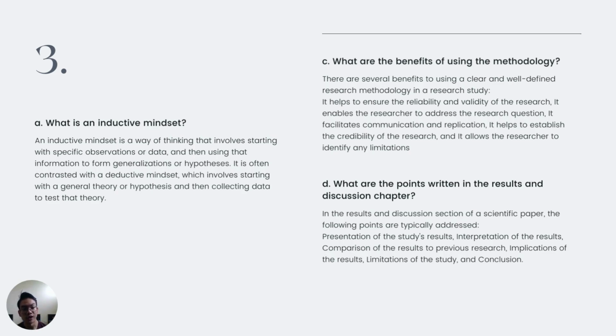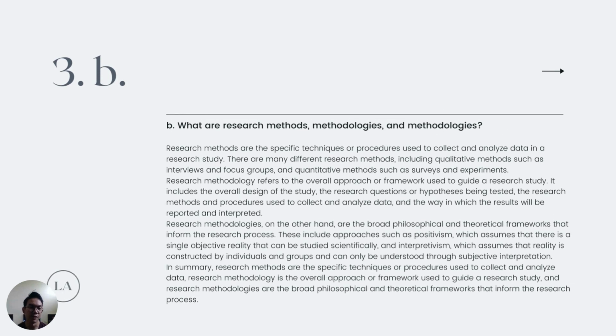We go to the next slide first because the B is quite long. B. What are research methods and methodologies? Research methods are the specific techniques or procedures used to collect and analyze data in a research study. There are many different research methods, including qualitative methods such as interviews and focus groups, and quantitative methods such as surveys and experiments. Research methodology refers to the overall approach or framework used to guide a research study.